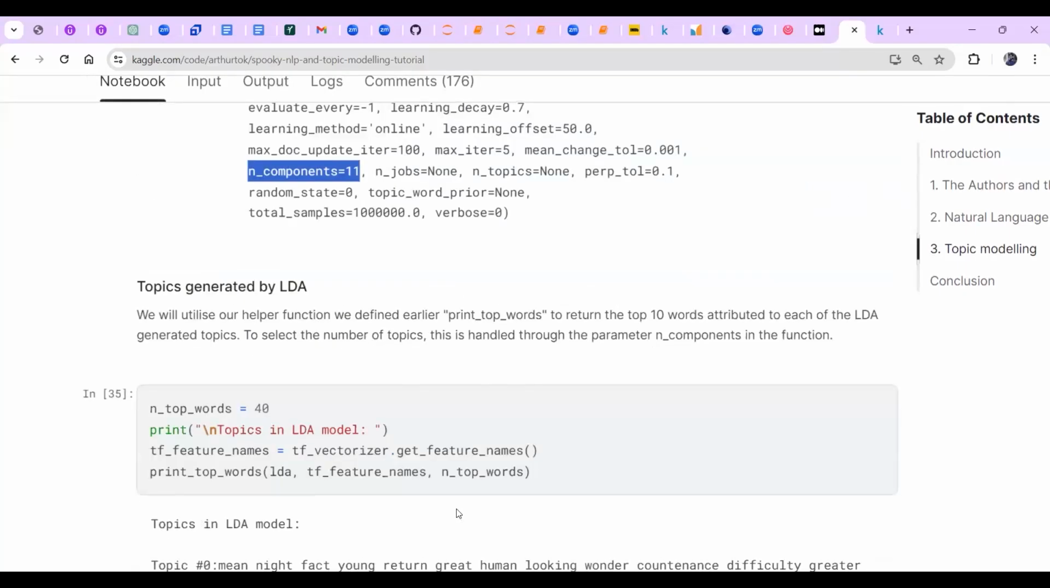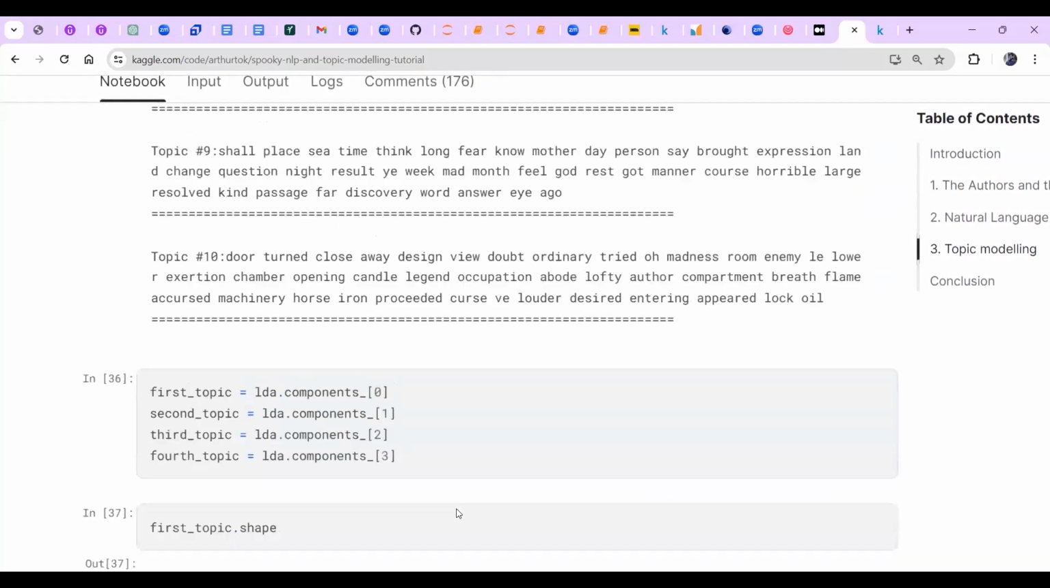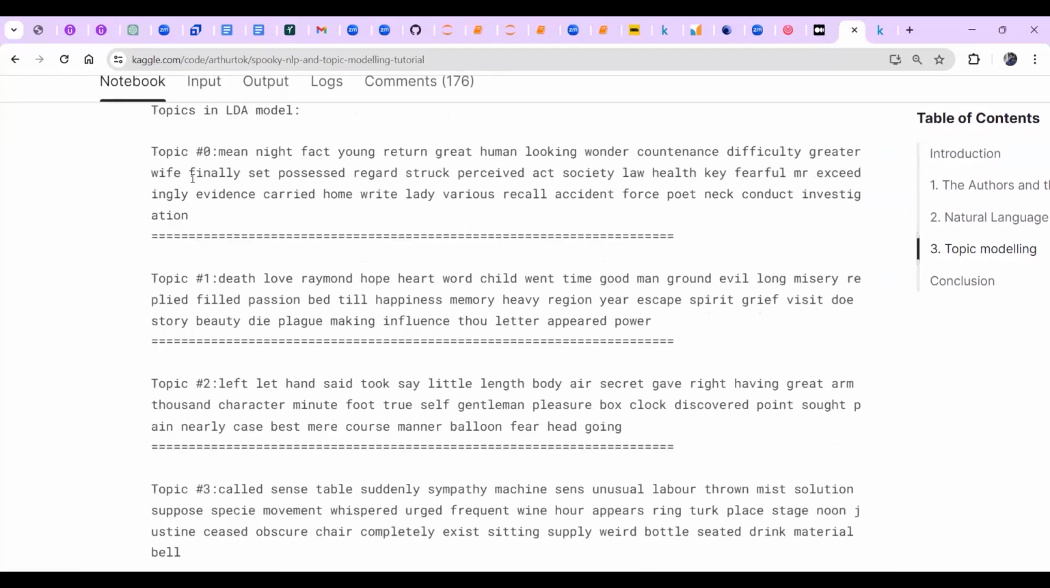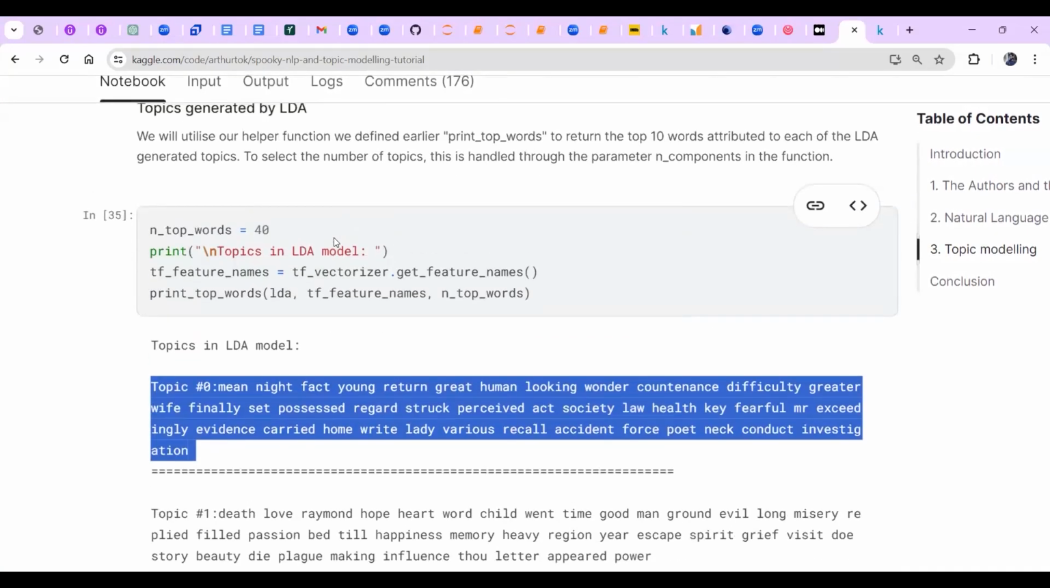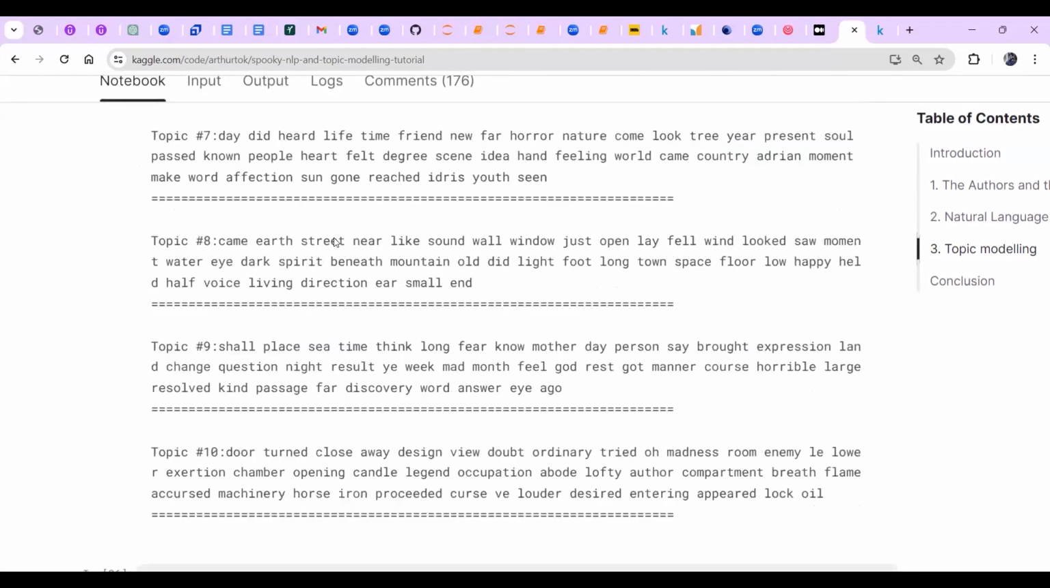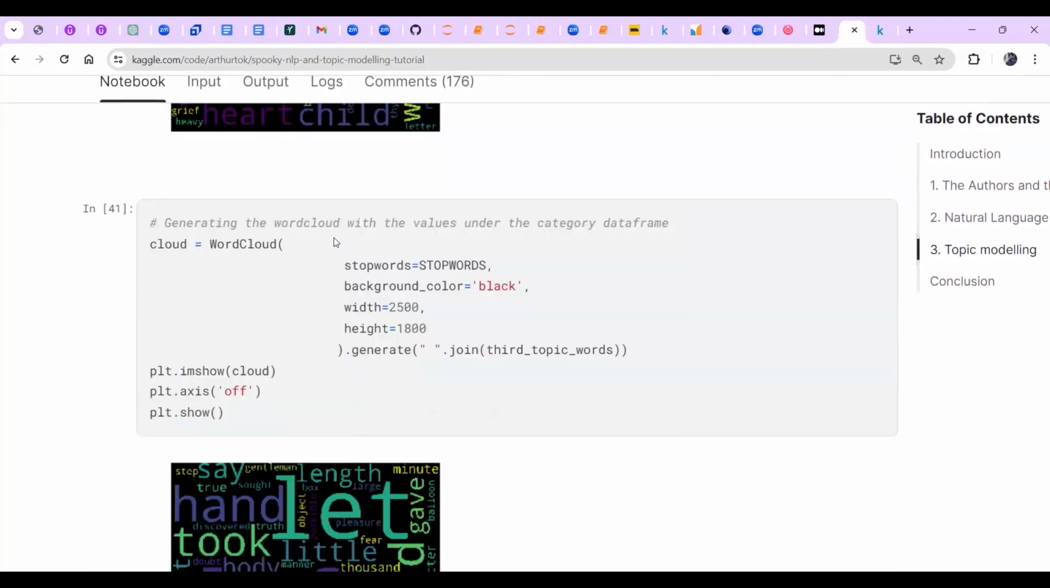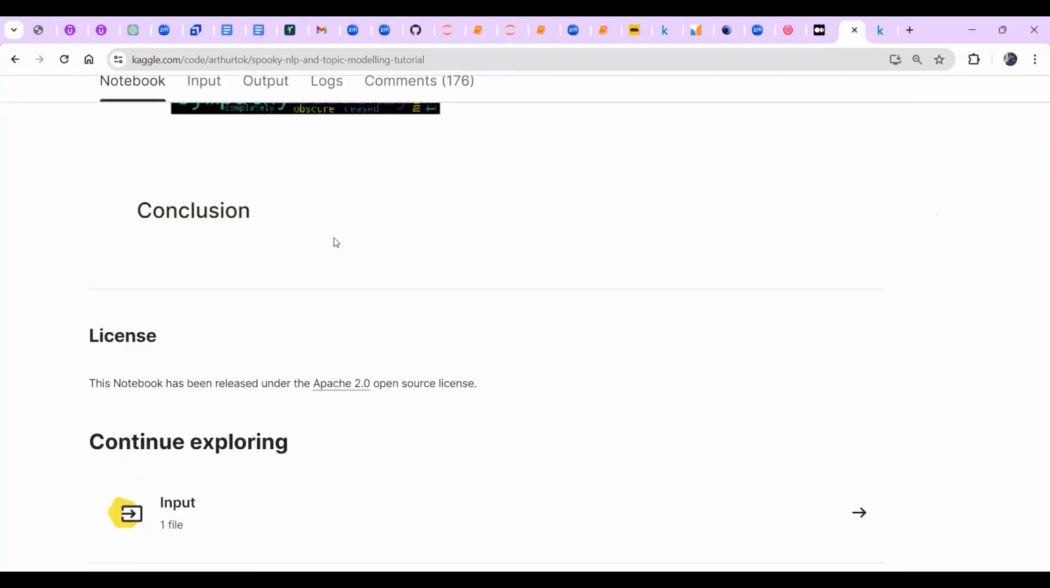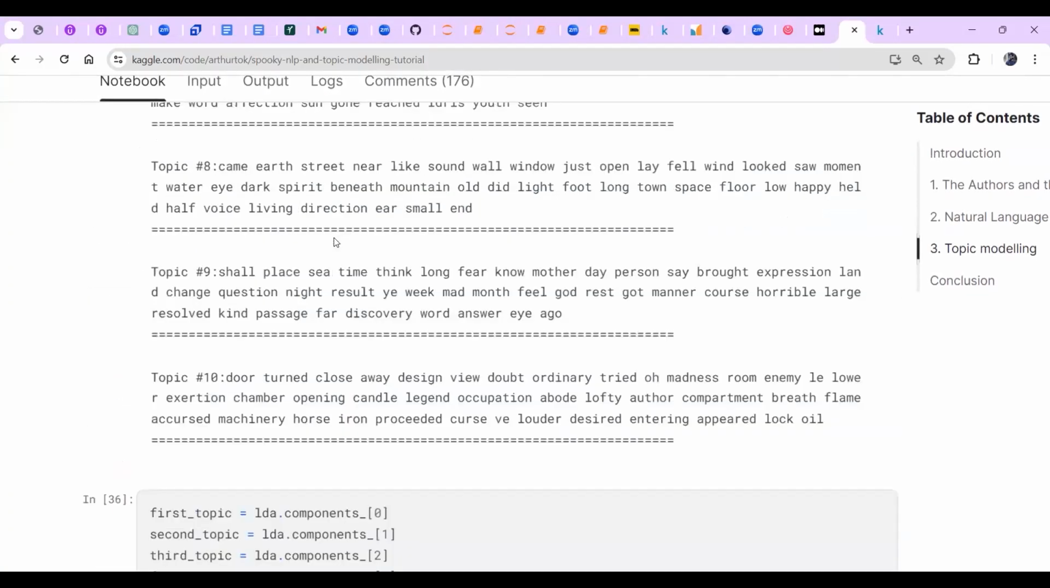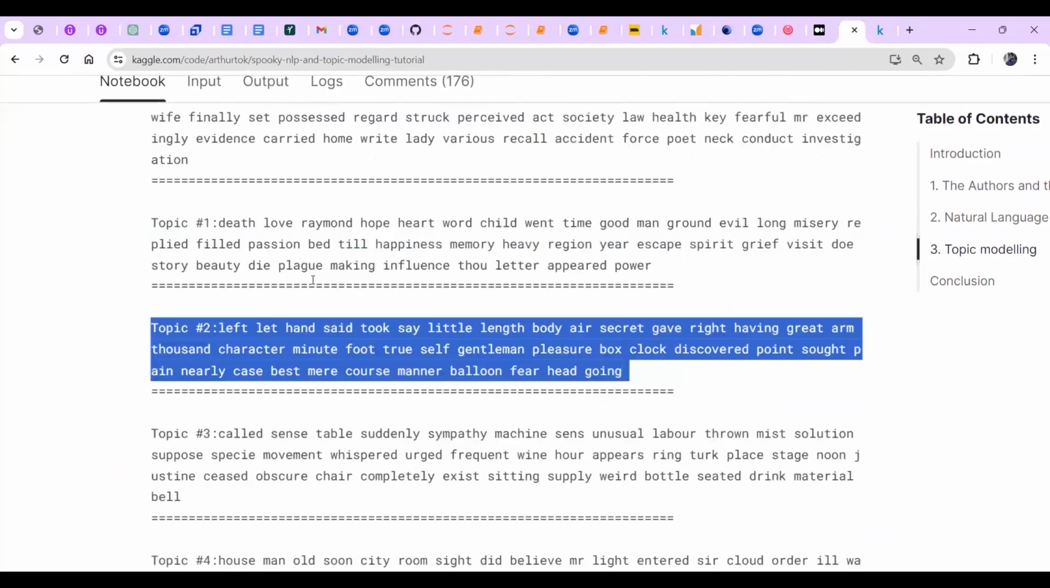Did it start from 0? Oh yeah, it started from 0. That's why. That's it. You will be able to classify every sentence into a particular topic.